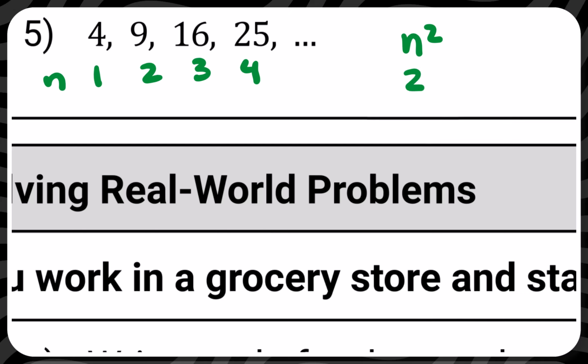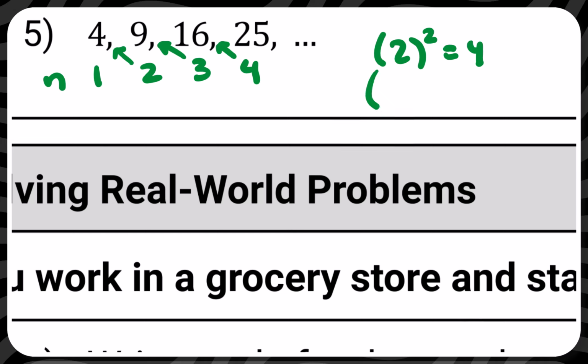If I plug in a 2, I get 4, but it's supposed to be 9. So how am I going to adjust that? Maybe I can think like this. Instead of thinking 1 and 4 and 2 and 9, maybe I can think like 2 to 4, 3 to 9. Because 2 squared is 4, right? So 2 squared is 4, but I don't want the second term to be 4. I want the first term. So what am I going to do here?